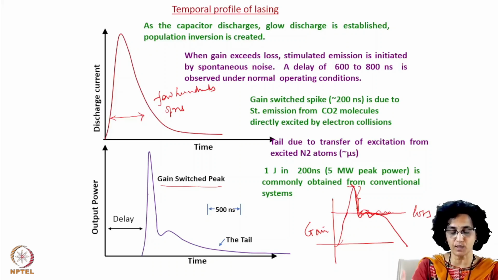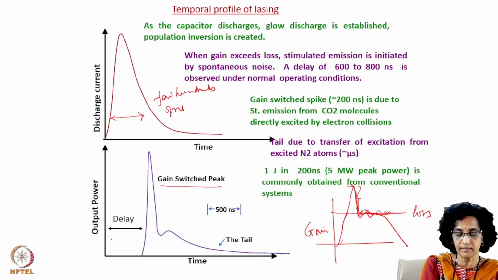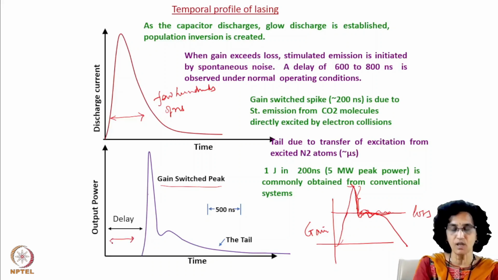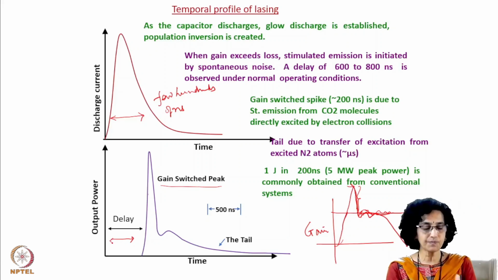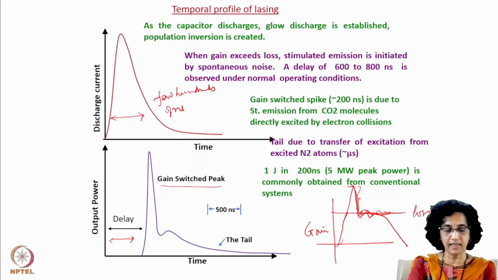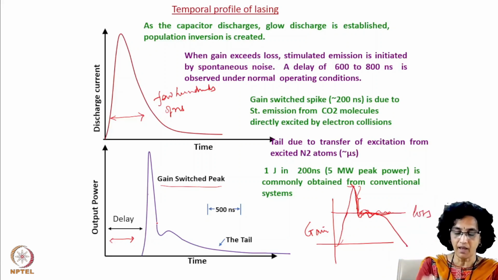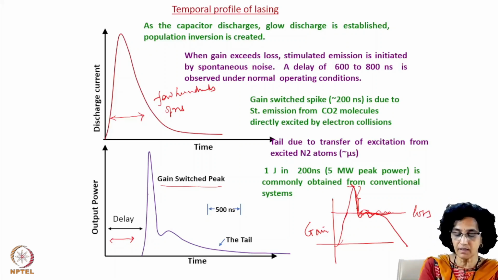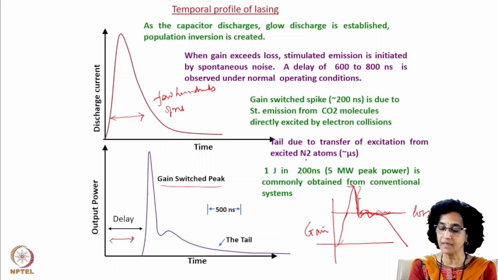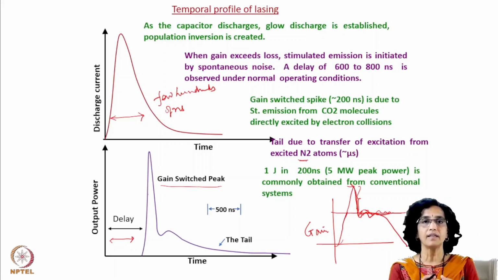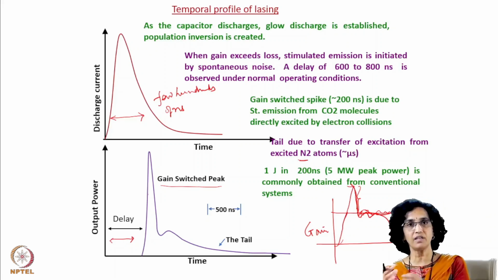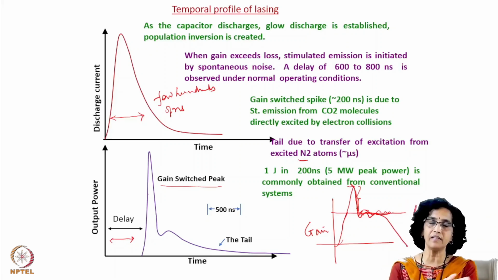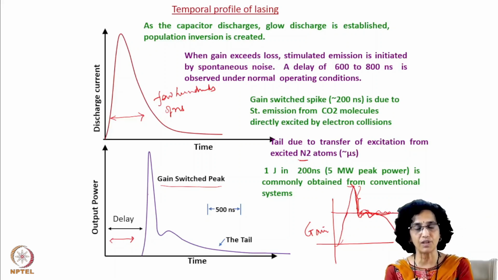It depends from system to system. This delay is the time it takes for the gain to build up. Once the gain has built up, that is when you have the output power. And this tail that is very conspicuous in a CO2 laser discharge is due to the presence of nitrogen atoms. We know that nitrogen stores energy, and it is eventually delivering it to CO2 through collisions.